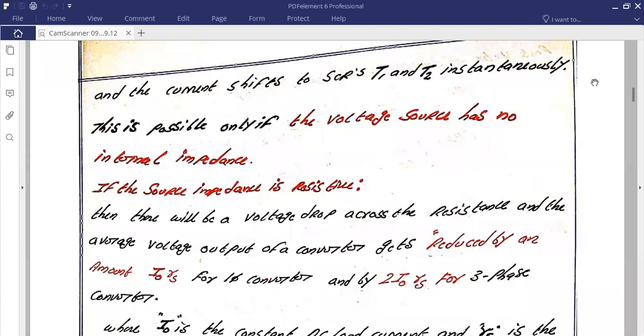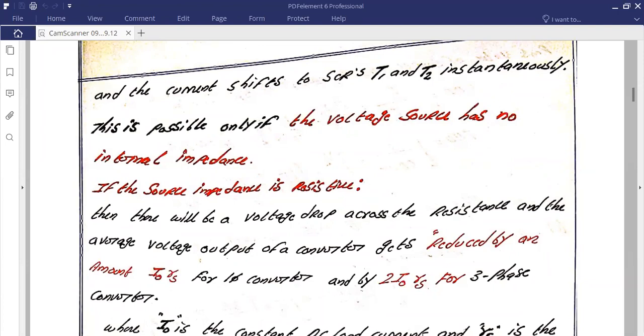Okay, so that means whenever the source resistance is considered, you are going to have a reduced amount of output converter voltage, which is in terms of this resistance multiplied by this current. So I naught multiplied by this RS is the amount which is going to be reduced as an output from the converter.